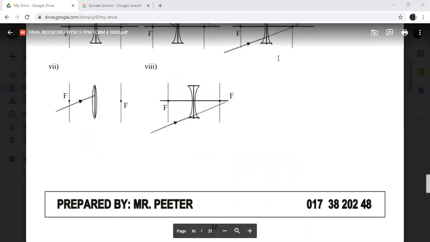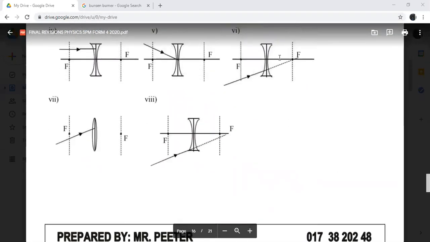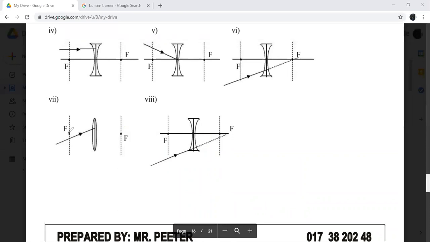Now we look at these 2, which are a bit different. The light rays are actually not going through the focal point or even the optical center. If a light ray travels like this, it will be refracted back like this. These are the 2 refracted light rays for convex and concave lenses. Okay, done with this.